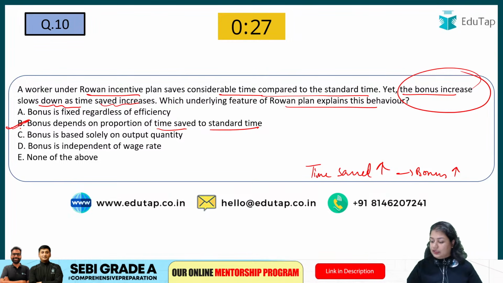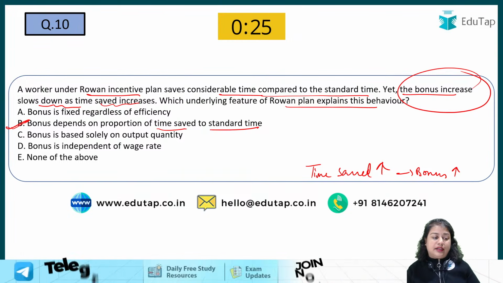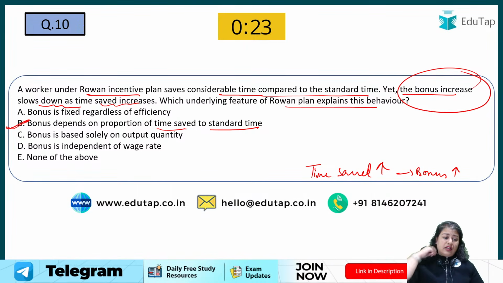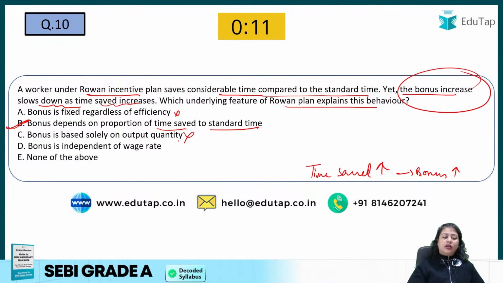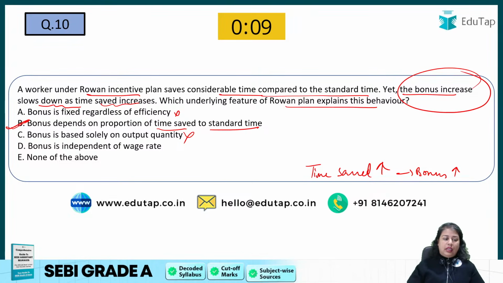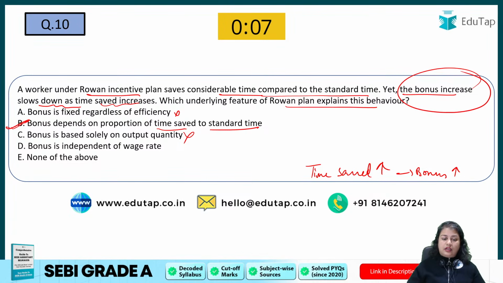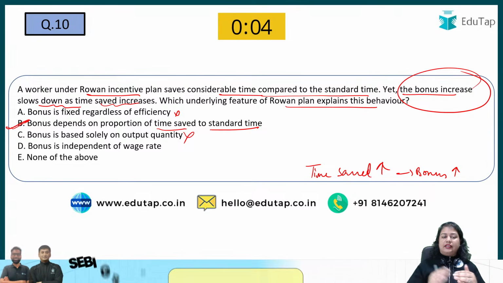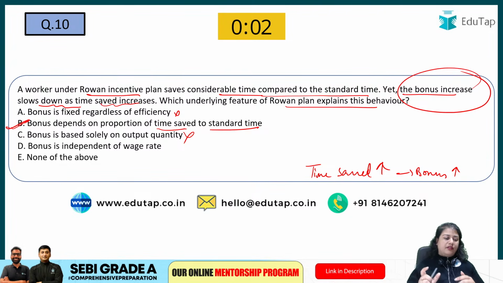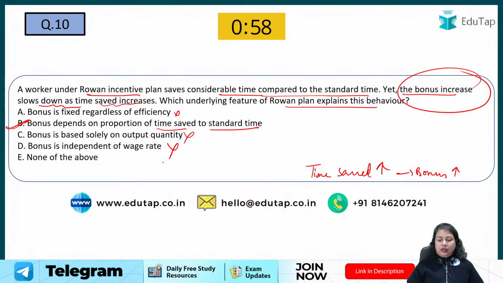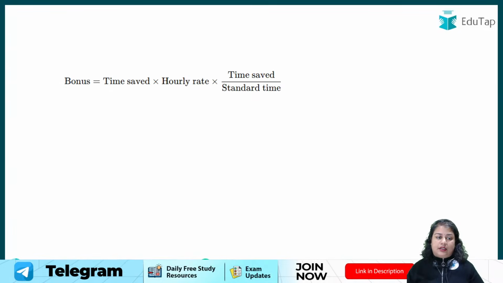So let us look at the other options also, although everybody has answered it correctly. Bonus is fixed regardless of efficiency. In the Rowan plan, bonus is not fixed, so this is highly illogical. Then bonus is based solely on output quantity. It is not based on output only, it is based on the time. So this is also incorrect. Bonus is independent of wage rate. No, when we are calculating the bonus, time saved to standard time, basically then we multiply it by the normal wage rate also. So it is not independent of the wage rate. So this is also incorrect, right? So option B is the correct one.